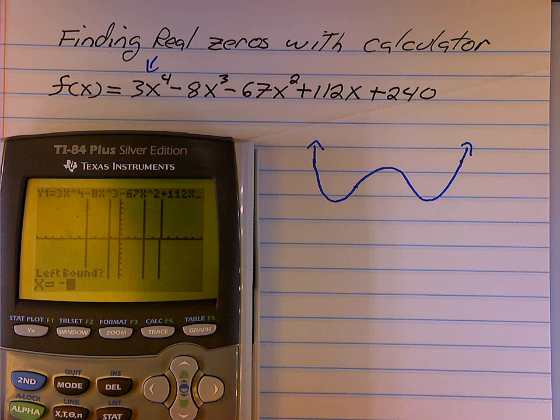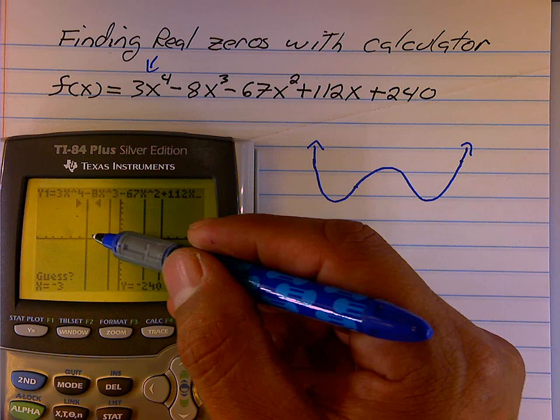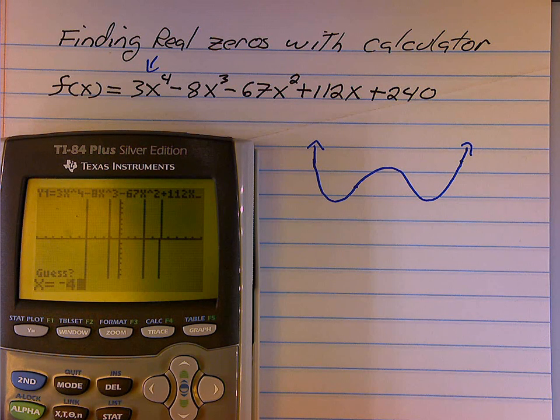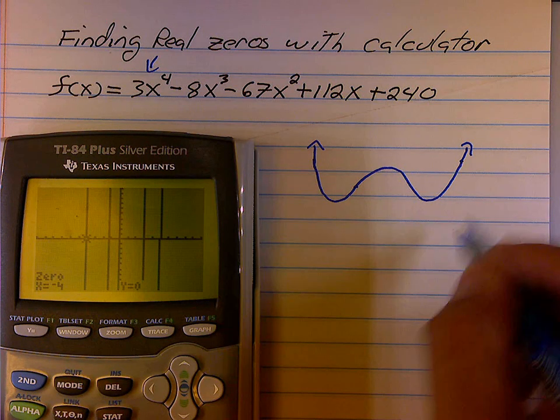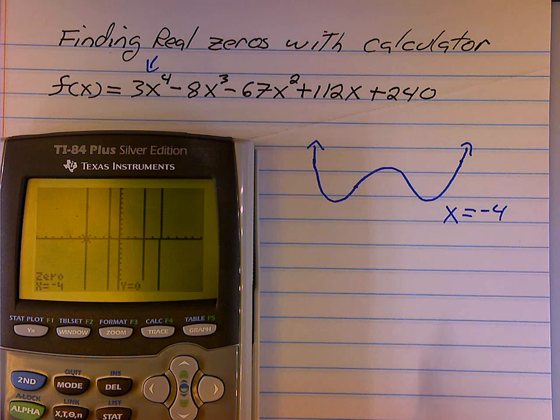So on the left bound, I'm going to put -5. On the right bound, I'm going to put -3. And my best guess, it appears to be right at -4. This tells my calculator where to find it. The actual zero is located at -4. So my first zero is at -4.